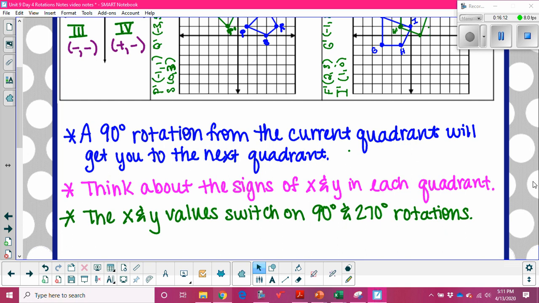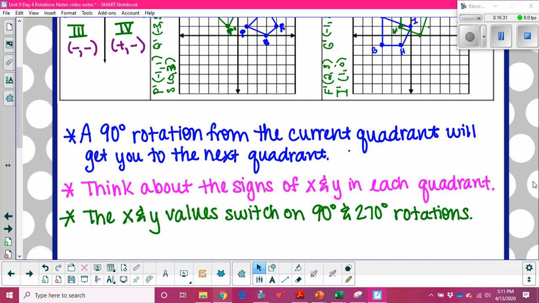And 360 degrees is a 90-degree rotation 4 times, so you move 4 quadrants, but you just end up back in the same spot because it's a complete circle. All right, think about what quadrant you land in, because that's how you're going to know what your signs for X and Y are.